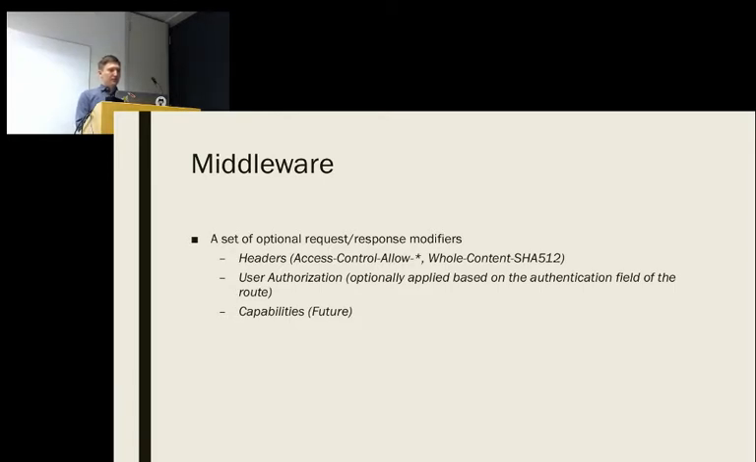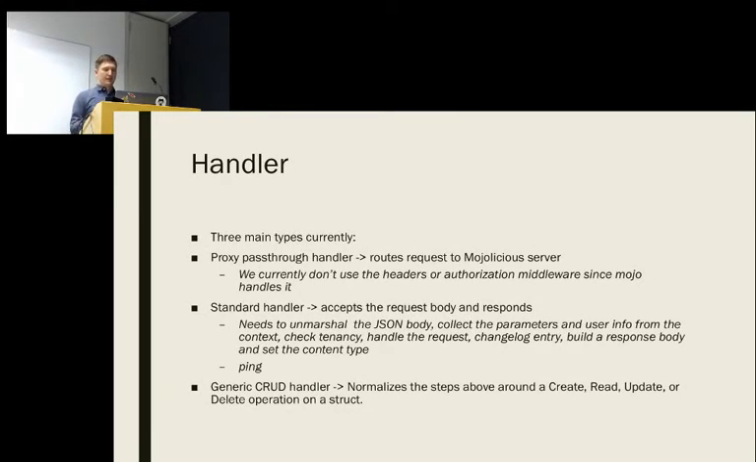Is this that onion model that they talk about in Go? Yeah, exactly. So once you get to a handler, there are the three types that we talked about, which is the proxy, which is just handing it directly through to the Modulicious server, and we don't do the headers or auth there because we know that Perl handles that itself, and we don't need to do twice as much work. And then we have the standard handlers.